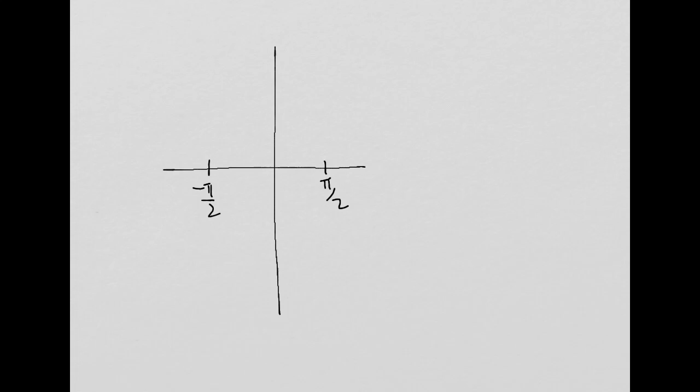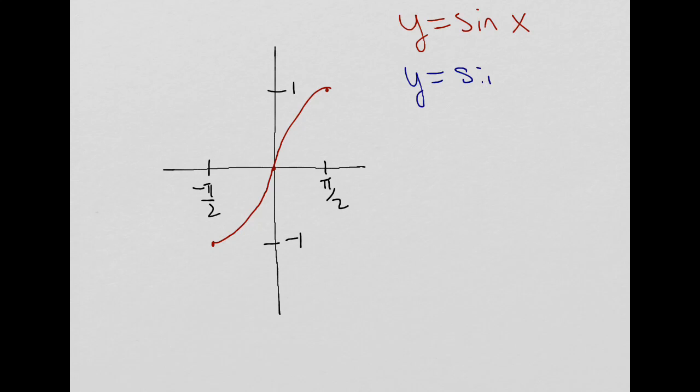So I'm going to restrict myself to negative pi over 2 to pi over 2, which gives me these 3 nice points for my sine graph. So in red I've got y equals sine x, and in blue I'd like to graph y equals sine inverse x.